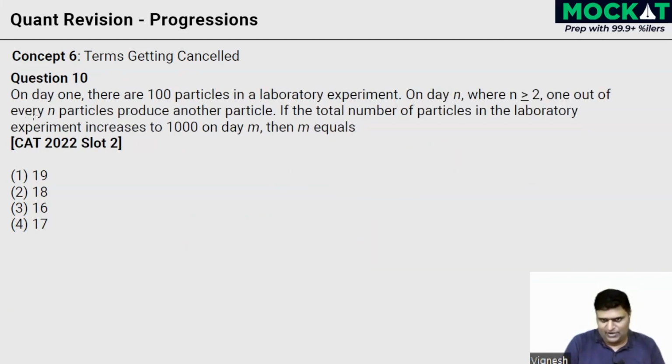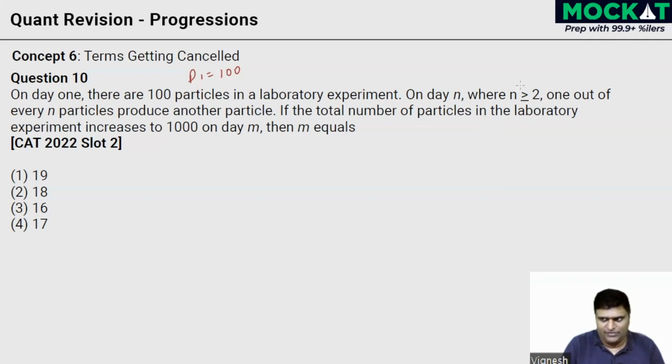So on to question 10 over here, right? Terms getting cancelled looks like a slightly difficult question, right? We need to understand, take our time over here, a recent CAT question. On day 1, there are 100 particles in a laboratory experiment. Fine. Day 1, we have 100 particles. Now on day n, where n is greater than or equal to 2, 1 out of every n particles produce another particle. So 1 out of every n.